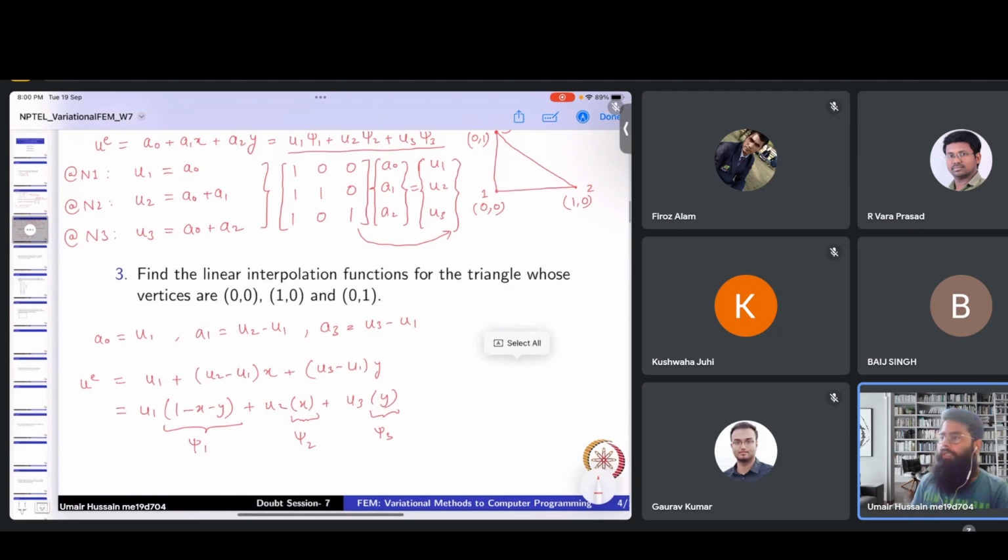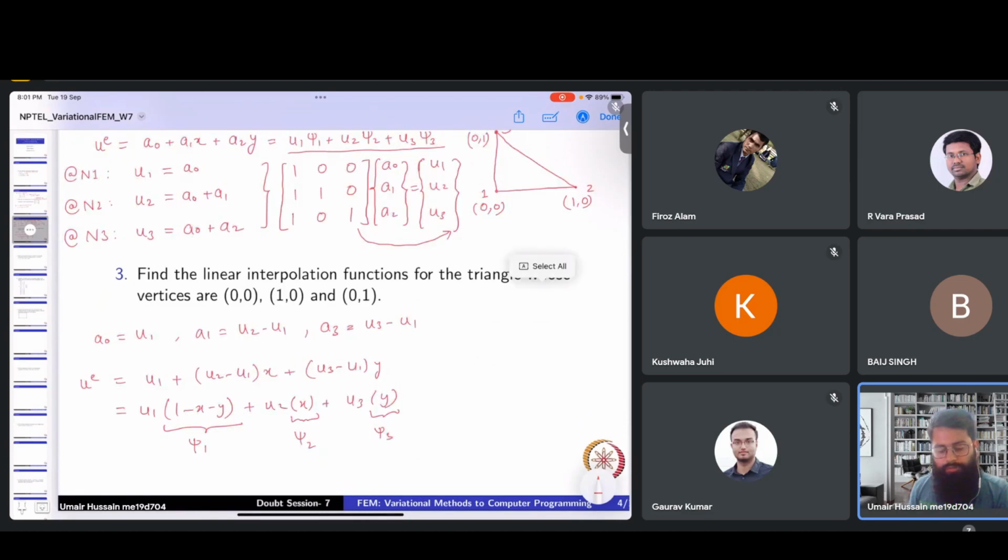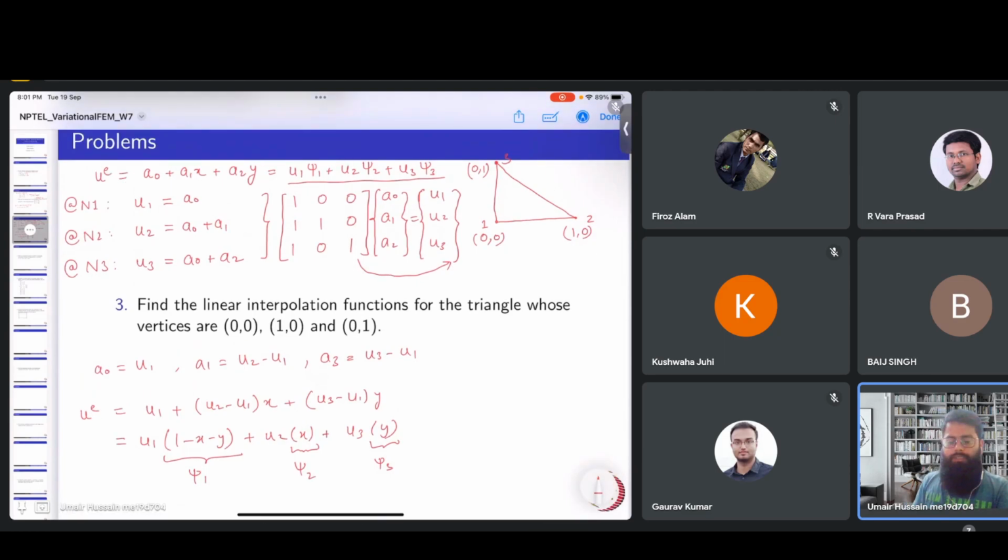If you remember, you would have done this in the lectures also. Since this is our standard triangle, we are getting a standard approximation function, right? But this can be applied to any kind of random triangle, and you'll get the approximation function. The only thing that you should have, yes, sir, you raised your hand.